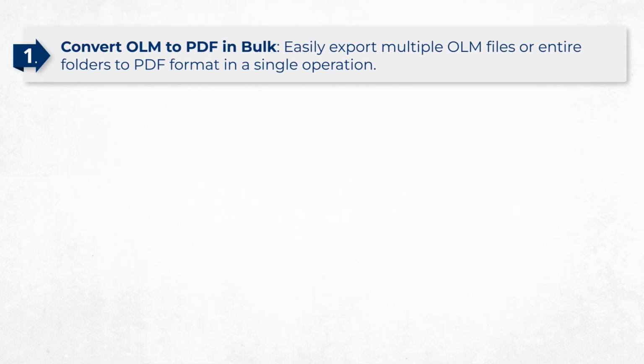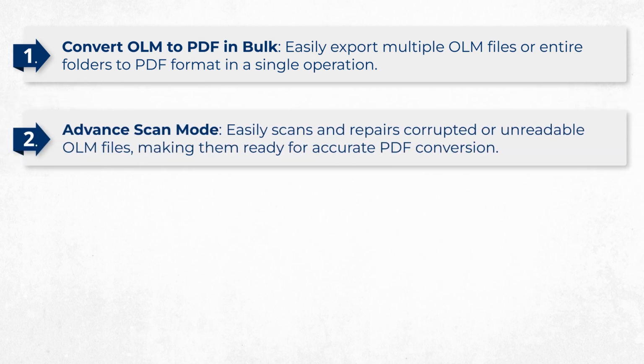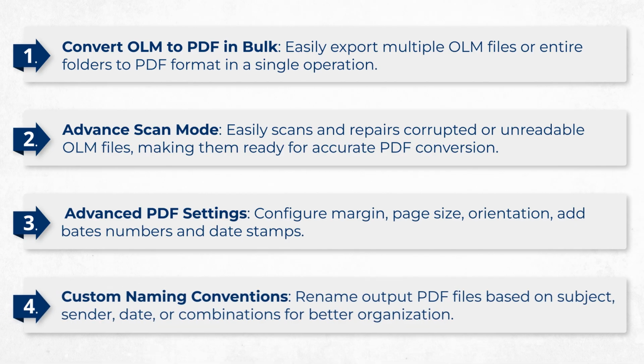Key features of the software. Convert OLM to PDF in bulk. Easily export multiple OLM files or entire folders to PDF format in a single operation. Advanced scan mode. Easily scans and repairs corrupted or unreadable OLM files, making them ready for accurate PDF conversion. Advanced PDF settings. Configure margin, page size, orientation, add dates, numbers and date stamps. Custom naming conventions. Rename output PDF files based on subject, sender, date, or combinations for better organization.